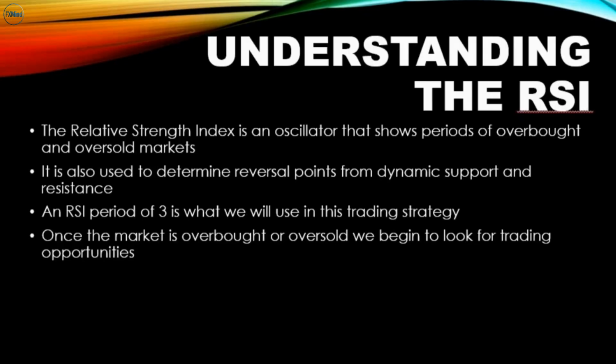Understanding the RSI. The Relative Strength Index, or RSI, is an oscillator that shows periods of overbought and oversold markets. It is also used to determine reversal points from dynamic support and resistance. An RSI period of 3 is what we will be using in this trading strategy. Once the market is overbought or oversold, we will begin to look for trading opportunities.